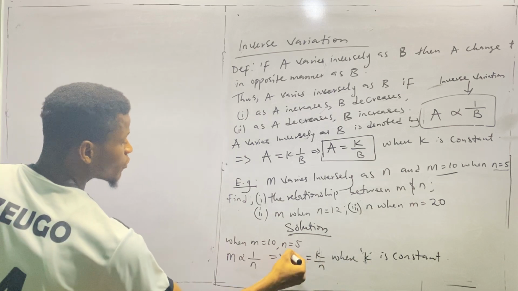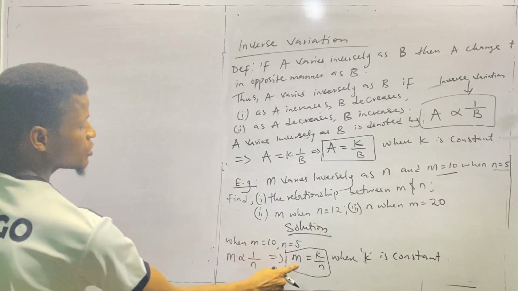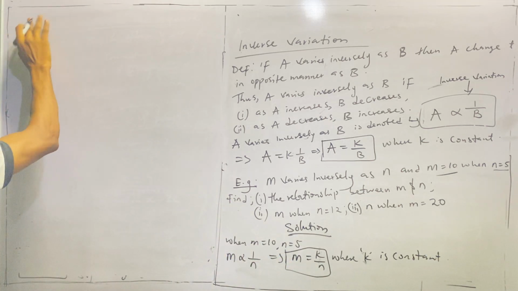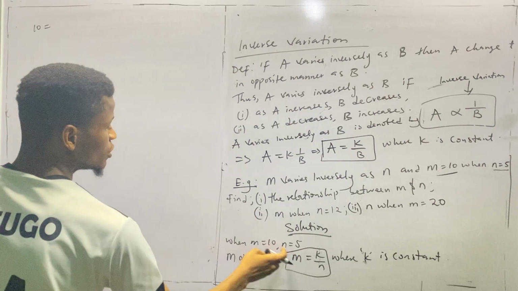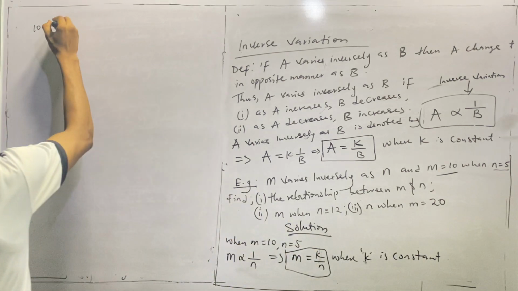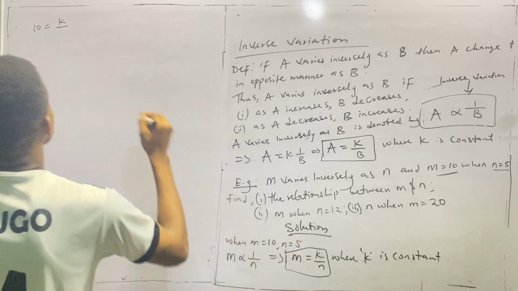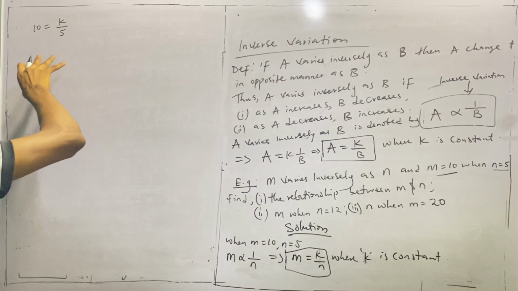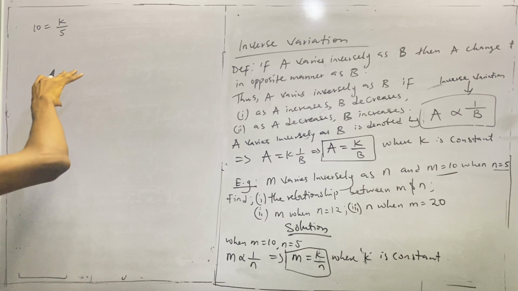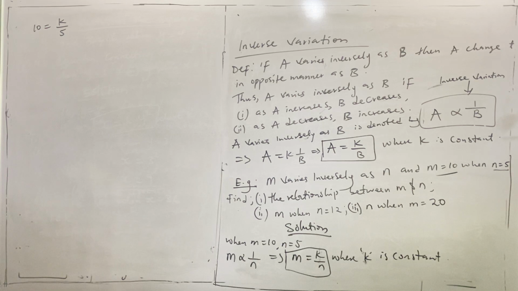From this equation, we can find the value of k. When m is 10, we put 10 as m. So we have 10 equals k over n, we are looking for k, and our n is 5, so place 5 here. If you don't understand the equation very well, go to my videos on simple equations, and you will understand everything.